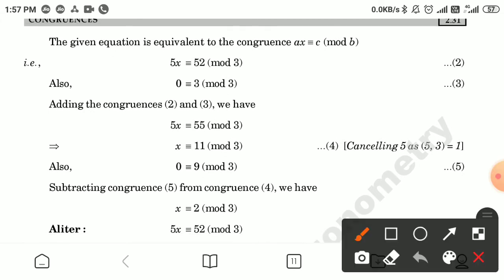Now the given equation is equivalent to the congruence ax ≡ c mod b, that is 5x ≡ 52 mod 3. Also 0 ≡ 3 mod 3, marking this as number 3. Adding the congruences second and third, we have 5x ≡ 55 mod 3. This implies x ≡ 11 mod 3, cancelling 5 as 5 and 3 are co-prime. Also 0 ≡ 9 mod 3. Subtracting congruence 5 from congruence 4, we have x ≡ 2 mod 3.